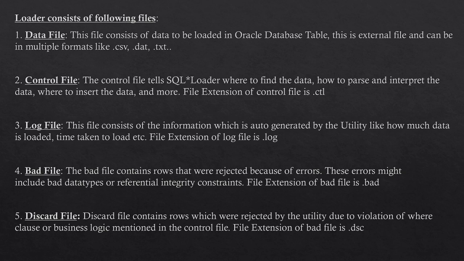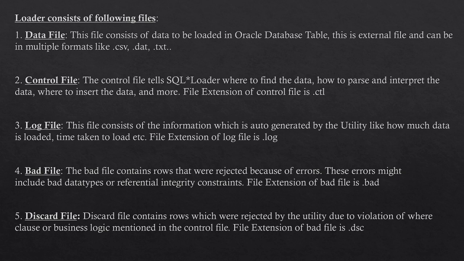Then we have the bad file and discard file. In the bad file, we have rows that were rejected because of errors. These errors might include bad data type or referential integrity constraint violations. The bad file has the format .bad.